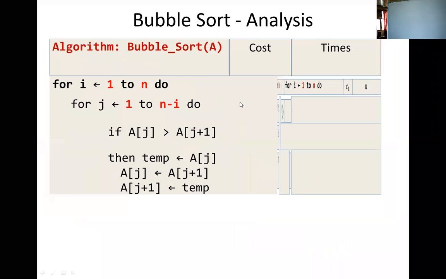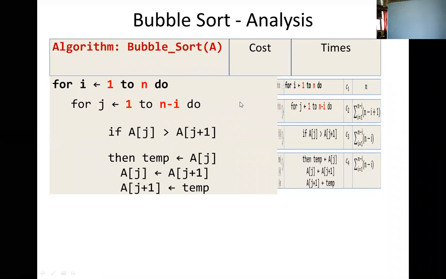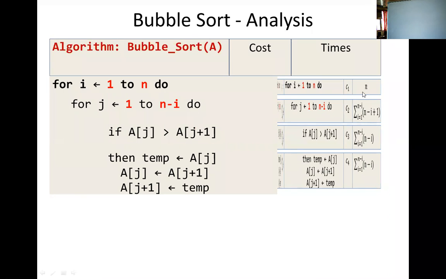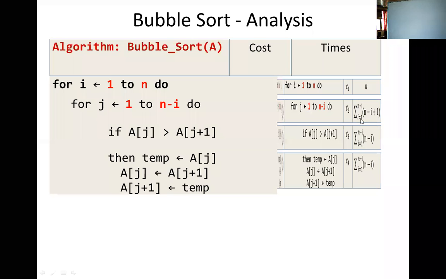So this is the cost associated with this. See, this is another method of finding the time complexity. For i equal to 1 to n, the cost associated with this is C1 and this is n. And for j equal to 1 to n minus i, we have to give the summation from i equal to 1, n minus i plus 1. Now if A[j] is greater than A[j+1], this loop will again work from 1 to n minus i. Where will it go? It will go up to n minus i. Why is this n minus i plus 1?